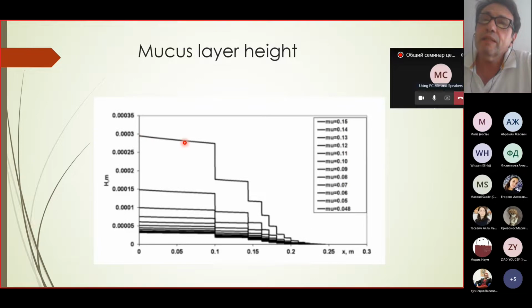For example, we take this left part, the first generation. It's given here in meters. If we take it in centimeters, it is 0.3 millimeters. Okay, 0.3. It's less than this. H here is less than 1 millimeter.